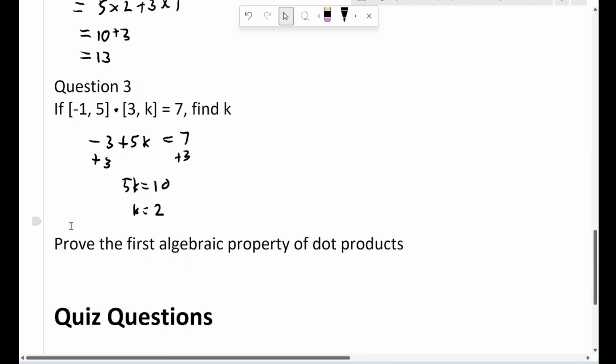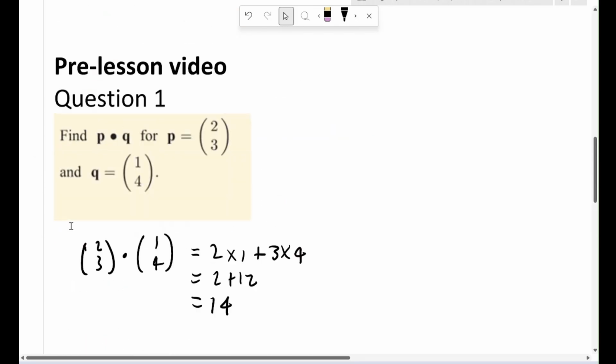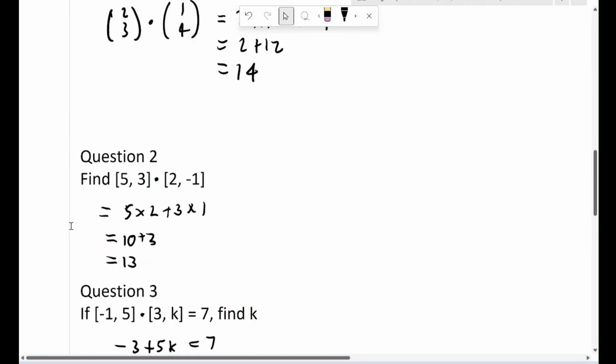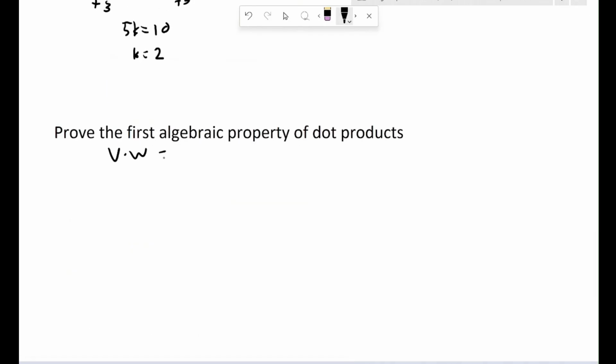Last thing we're going to do with this is prove the first algebraic property of dot products. I've got it up here in the topic booklet. I think it's v dot w equals w dot v. So v dot w equals w dot v, and this is kind of like our want to show.